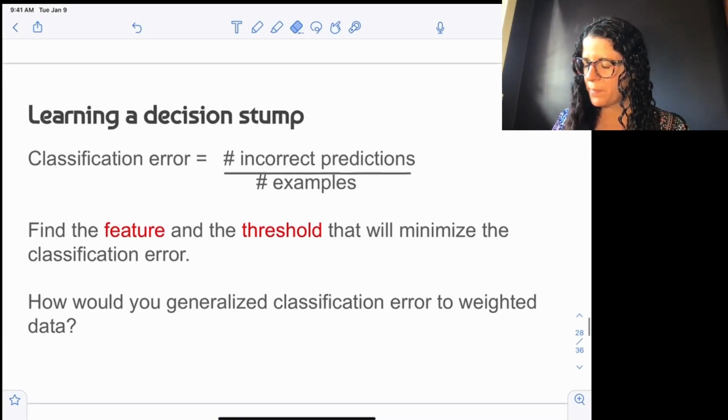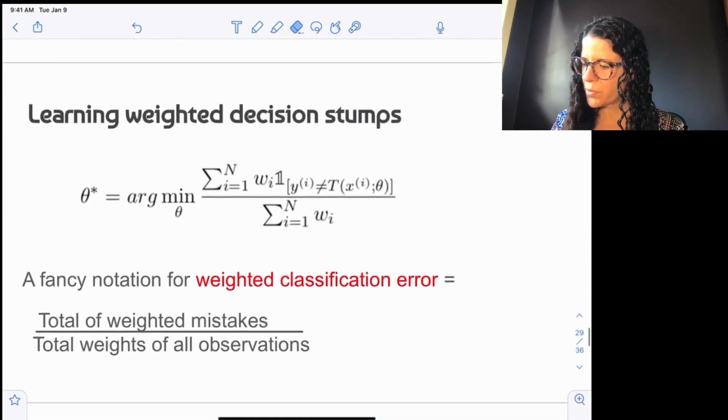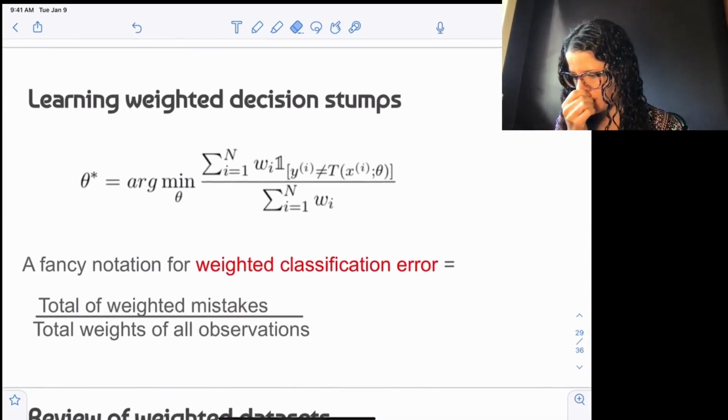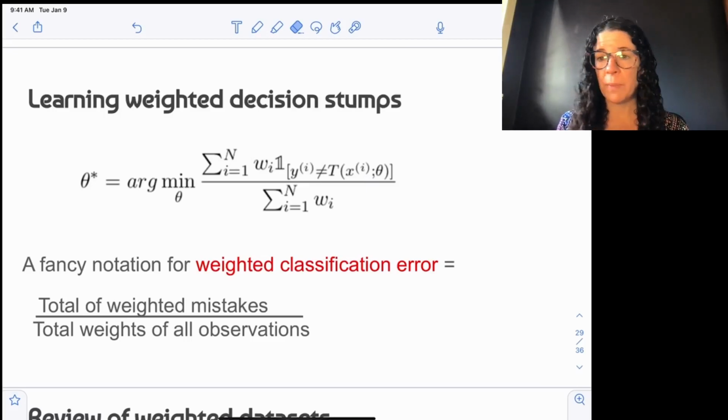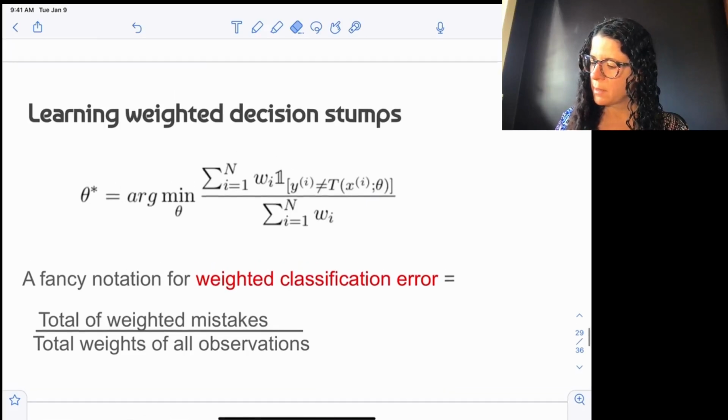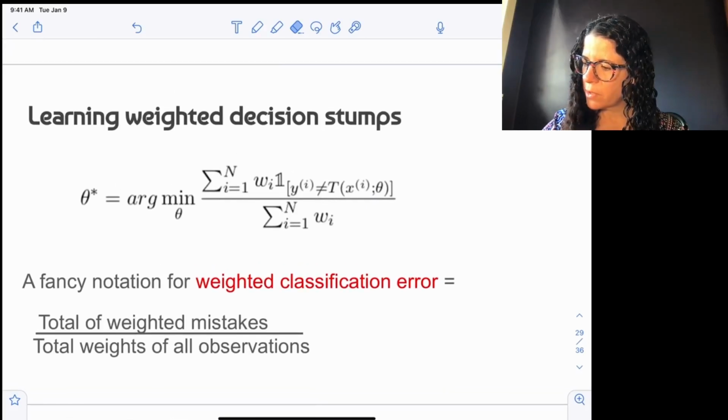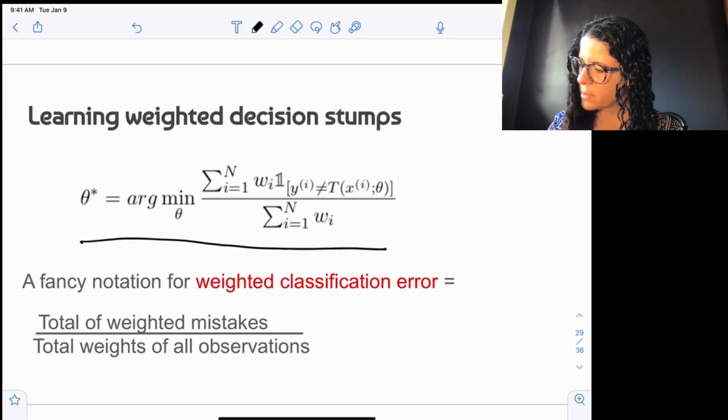Well, it's what we talked about before. What we're going to do is sum the total weights of mistakes, and divide by the total weight of all the observations, okay? And here we have this fancy notation. So what is this here, guys?